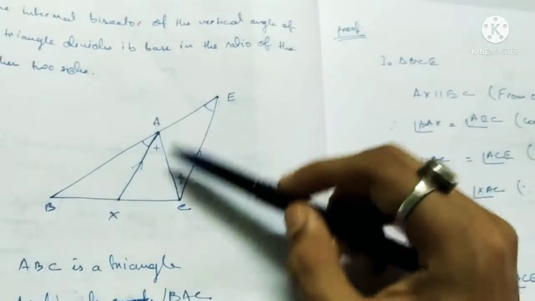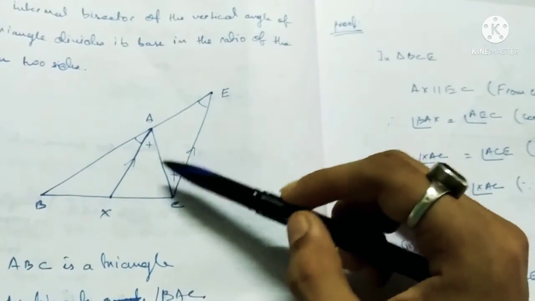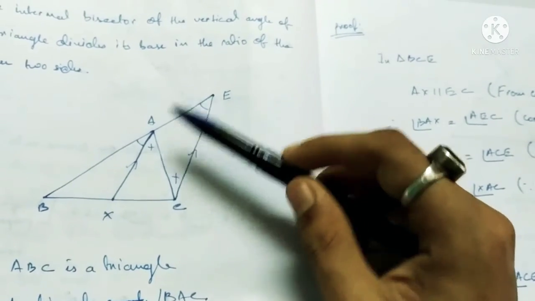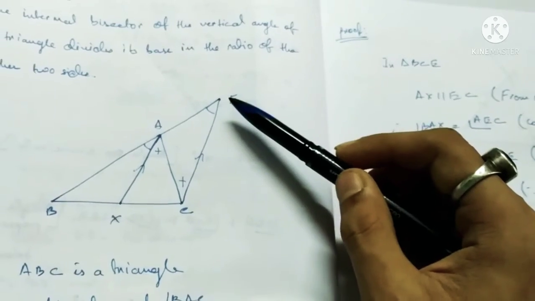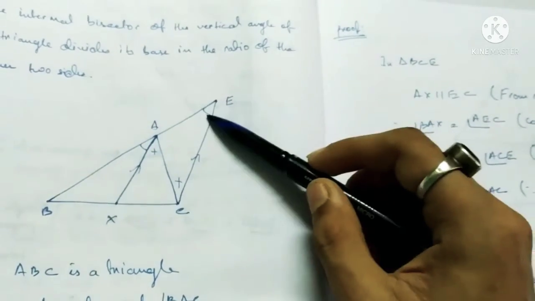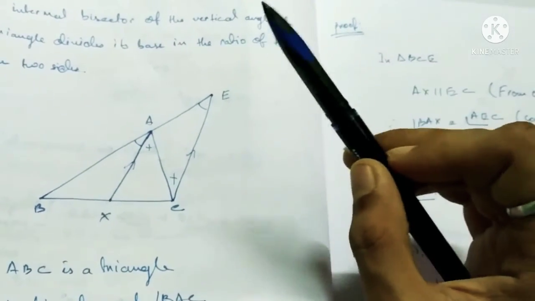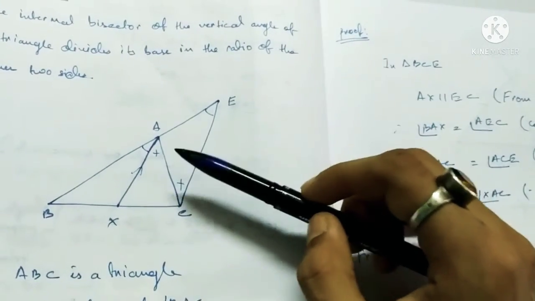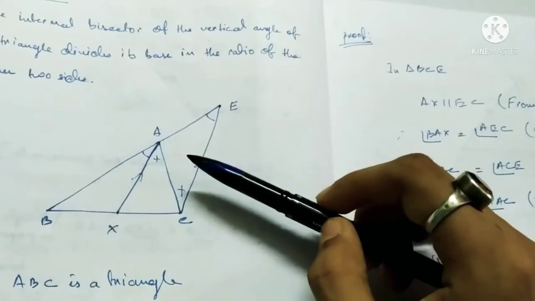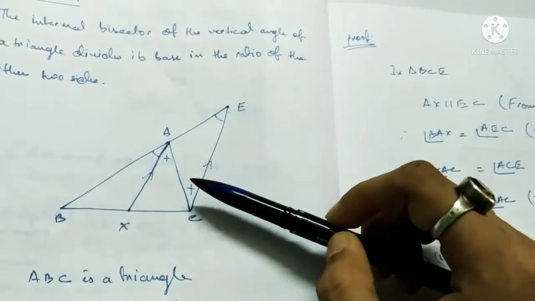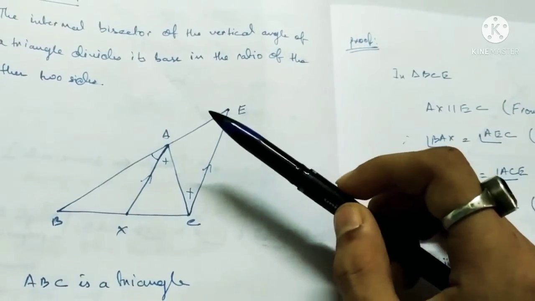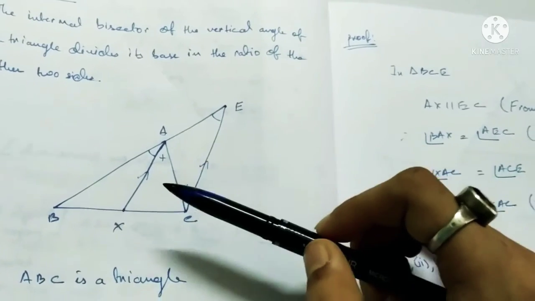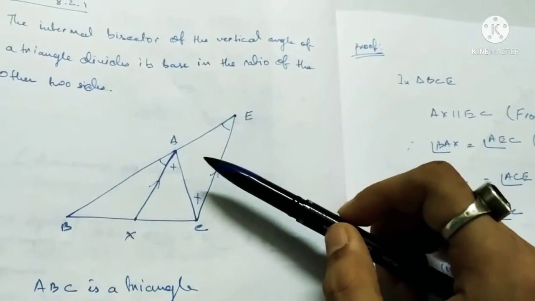Understand? If two sides of a triangle are equal, then the angles opposite to the equal sides are also equal. And if two angles are equal, then the sides opposite to the equal angles are also equal. This theorem you have got in lower classes.